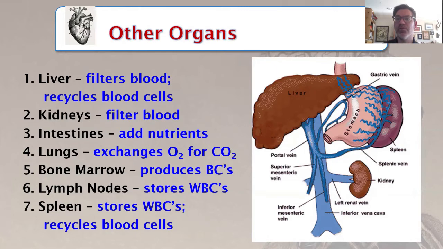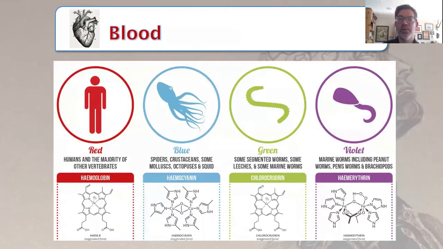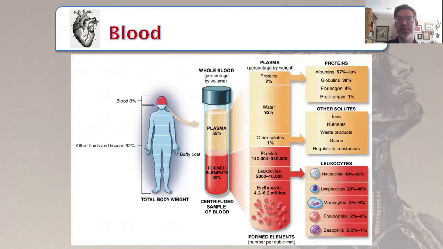The reason why your lymph nodes swell when you get sick is because your body is producing more white blood cells to fight the infection. Dying blood cells are recycled in the liver and spleen. Blood can come in a variety of colors depending on the pigment used to transport oxygen. It consists of plasma, a mix of water and proteins, and blood cells.